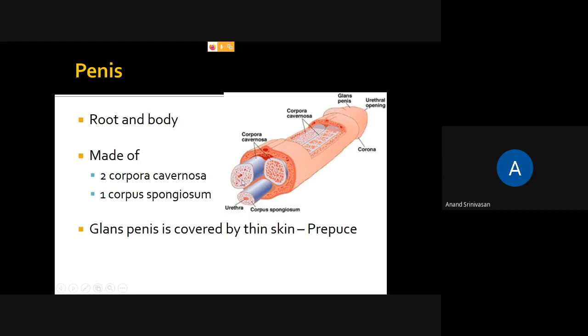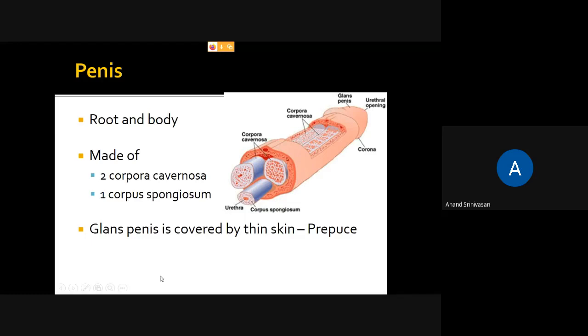Cavernosa means there are many tiny openings which are filled with blood, and it helps in maintaining the erection of the penis. That is the corpus cavernosa. Whereas the spongiosum is a soft structure through which the penile urethra passes. So there are two corpus cavernosa and one corpus spongiosum.